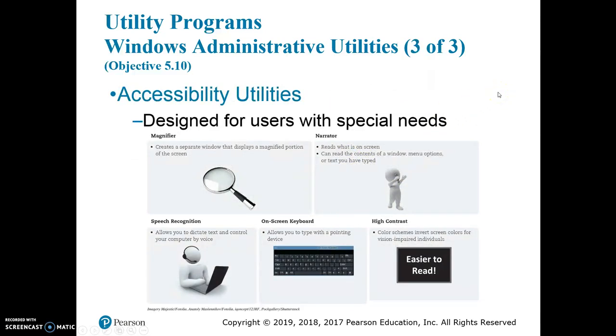Accessibility utilities are also included with your operating system, and these are designed for users with special needs. We talked about adaptability and accessibility in Chapter 2, I believe. Okay, and so you have a magnifier, you have a narrator, high contrast, okay, so it inverts the screen colors for vision impaired individuals, an on-screen keyboard, which allows you to type with the pointing device, speech recognition that allows you to dictate text and control your computer by voice.